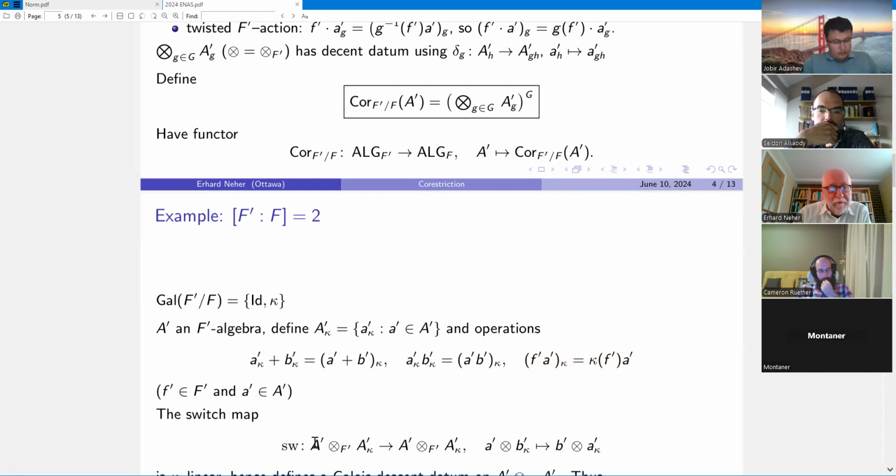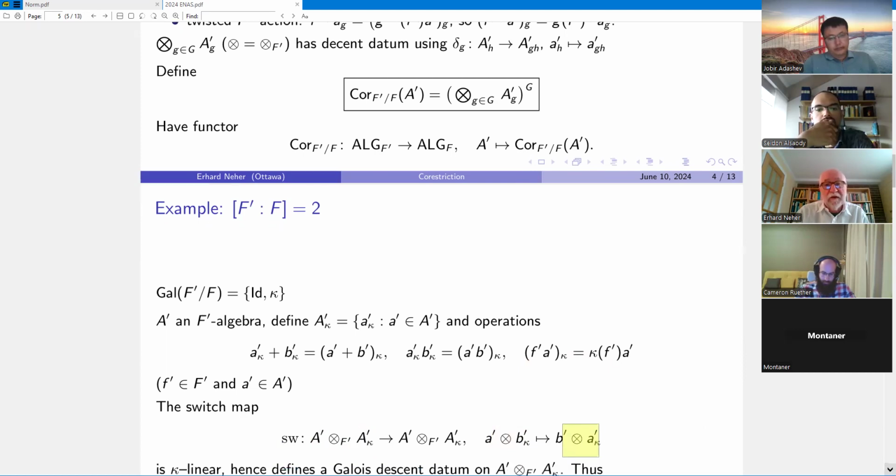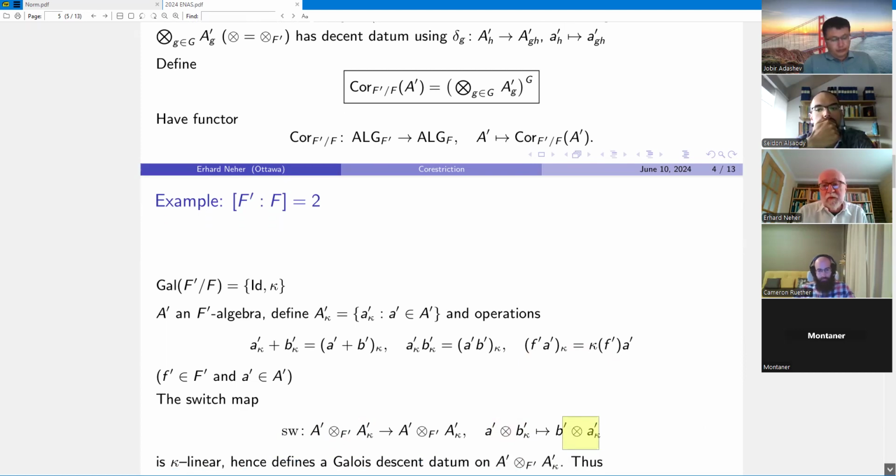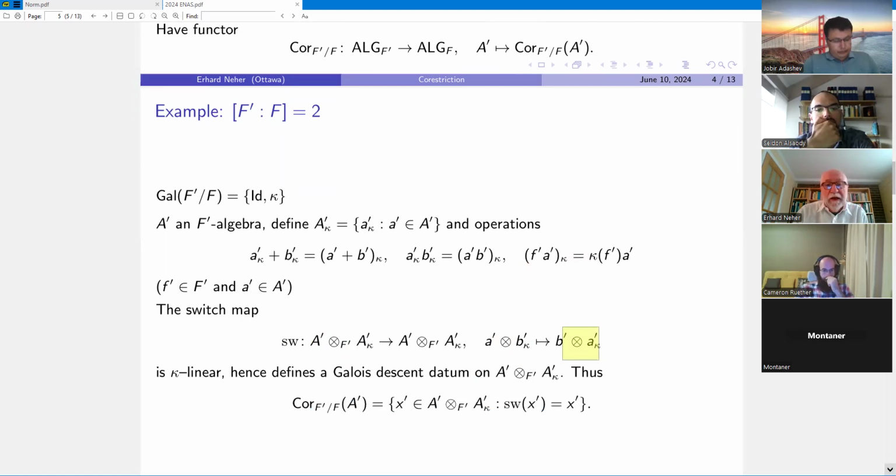It is a map from A prime tensor over F prime A prime kappa to itself, which is obtained by taking a simple tensor A prime, B prime kappa, and then just switching the factors. Right, so this is what the descent datum is in this particular example, and then the corestriction for degree 2 extensions is a subspace, or a subalgebra if you have algebras, which is defined by taking the fixed points under the switch map.